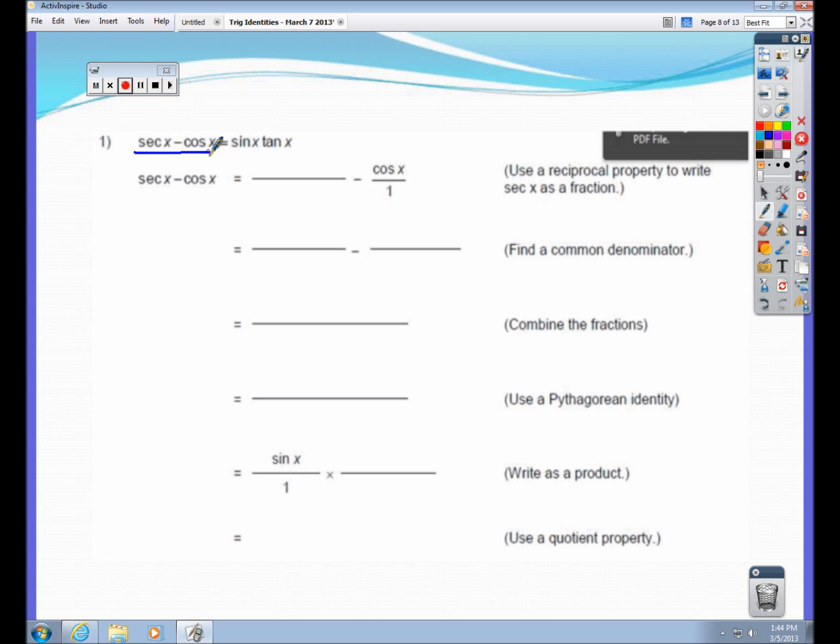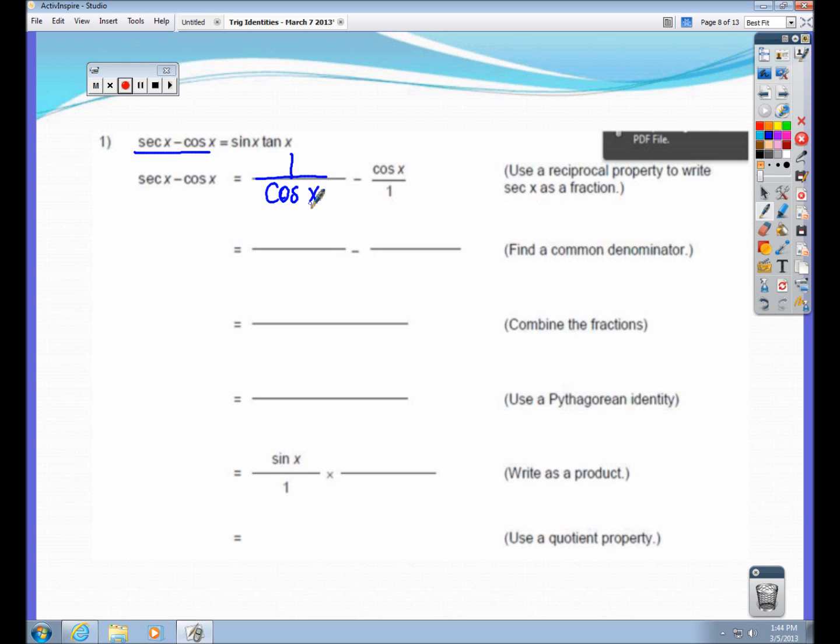Okay, so the first thing for secant minus cosine is we can use a reciprocal of secant, and the reciprocal for secant is 1 over the cosine. So I'm going to replace secant with 1 over cosine. And since that's a fraction, we wrote the other side as cosine over 1.